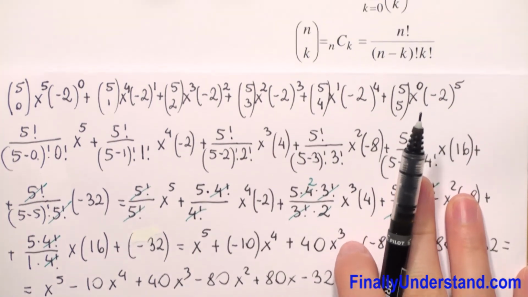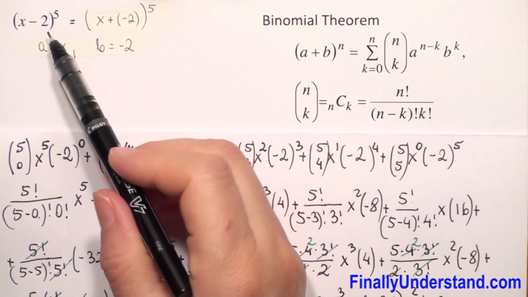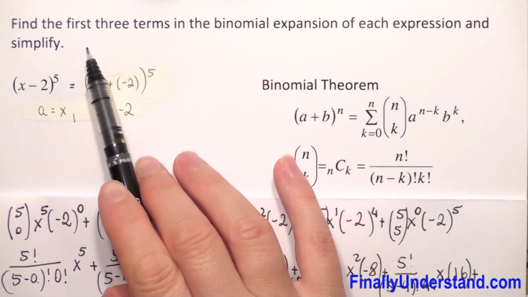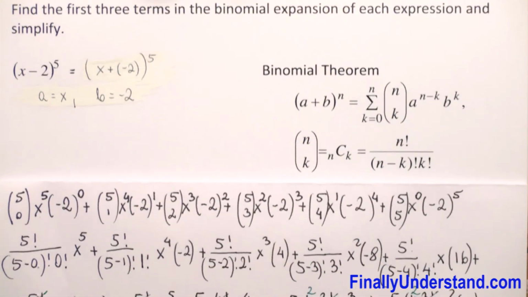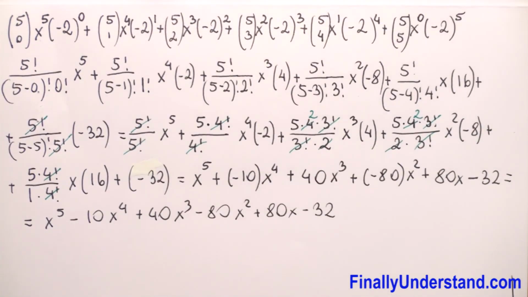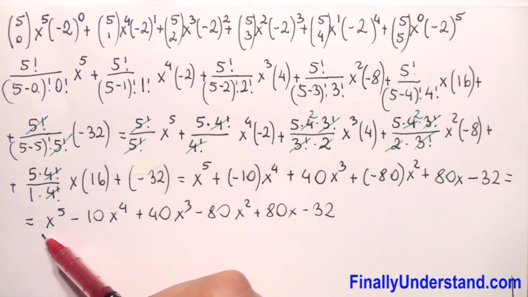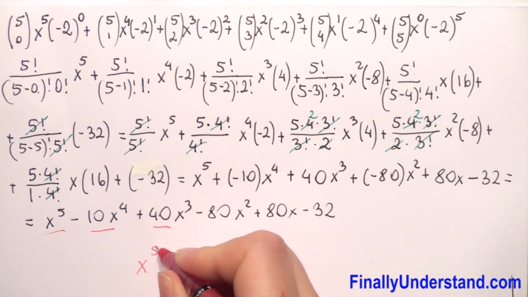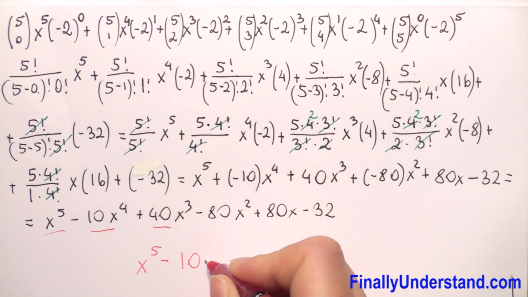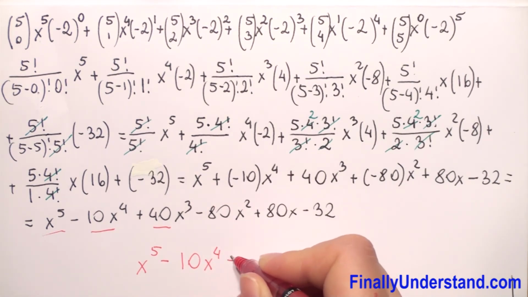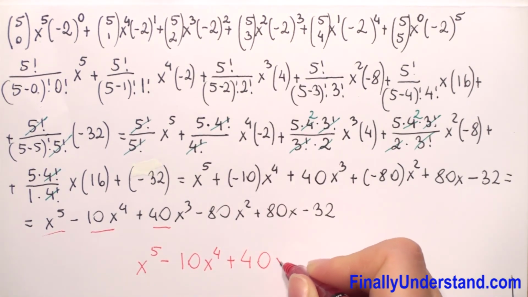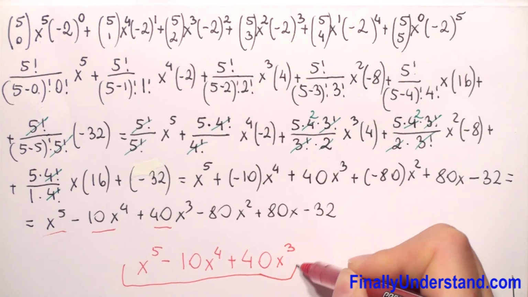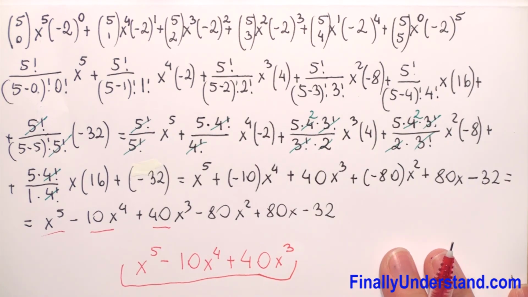(x minus 2) to the 5th power, but because we need only the first 3 terms, the solution will be the first 3 terms, 1, 2, 3, so it will be x to the 5th power minus 10 times x to the 4th power plus 40x to the 3rd power. This is the solution to our problem.